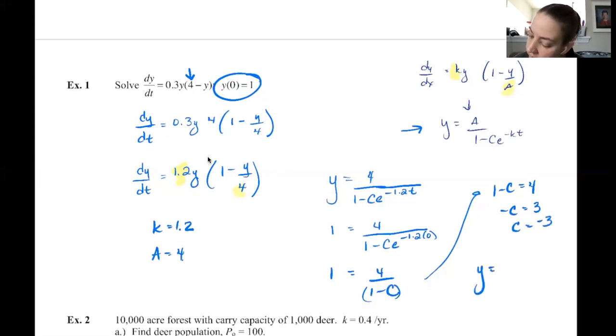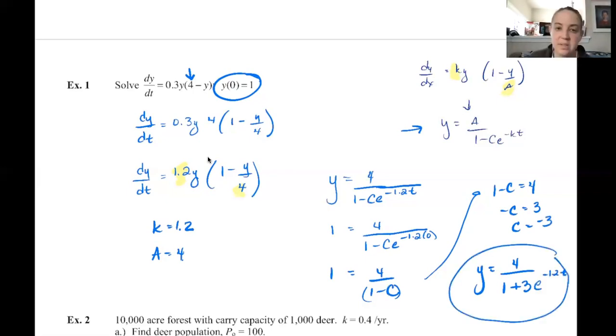So y is equal to 4 over 1 minus a negative 3, so plus 3 e to the negative 1.2 t. There you go. We solved that differential equation. So instead of us solving this from the beginning, separating the variables and using integration, partial fraction decomposition rather, you can just jump to this formula. You know that this form turns into this form.